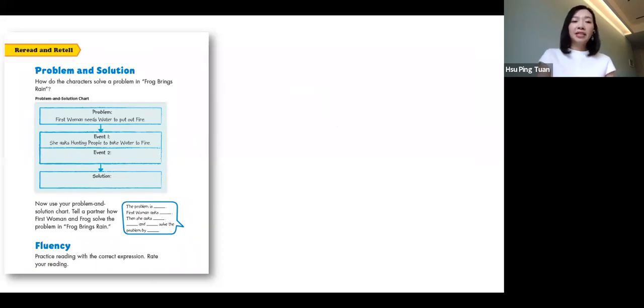But what if you don't have enough time? Sometimes I don't have enough time to do this activity, and that's totally okay. So I will use the problem solution chart that I already worked with my students before when we were reading the text. So I will have my students close their books and they can only rely on the information on the problem and solution chart. At this time, I will ask my students to retell the story.